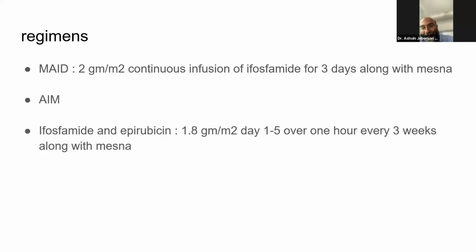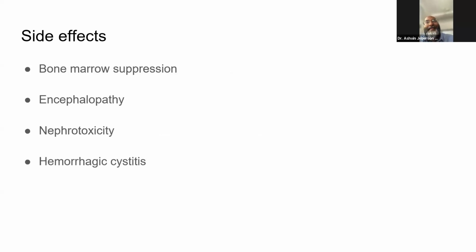Next slide, please. So the main side effects which we worry about are bone marrow suppression, encephalopathy and nephrotoxicity, and hemorrhagic cystitis. So the main 2 things to worry about are hemorrhagic cystitis and the encephalopathy, which I have already explained about the pathogenesis and the grading and also how to manage.